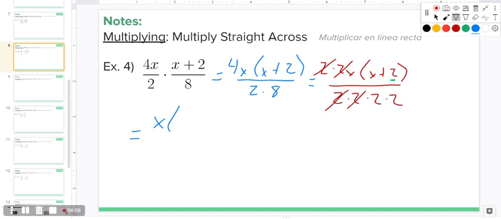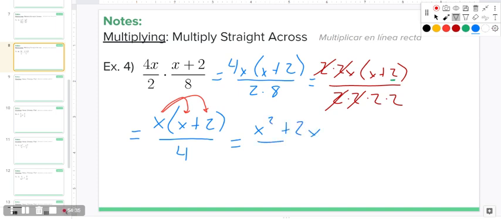Left with x on the outside times x plus 2 divided by 2 times 2 will give us 4 on the bottom. And then, if we want to, we could either stop there or simplify this further by distributing our top term in and multiplying to hit both those terms. We would get x squared plus 2x divided by 4.